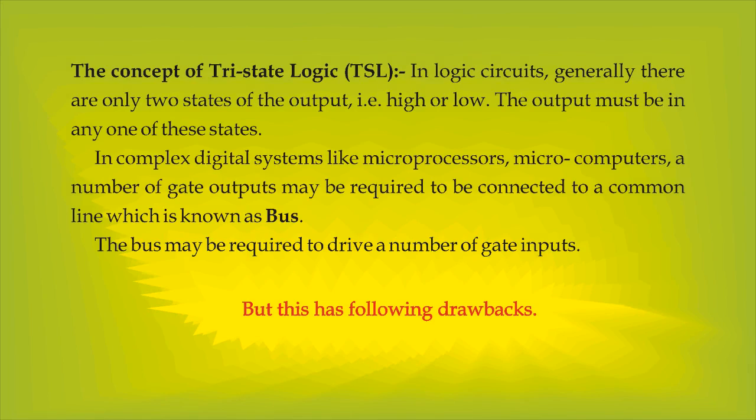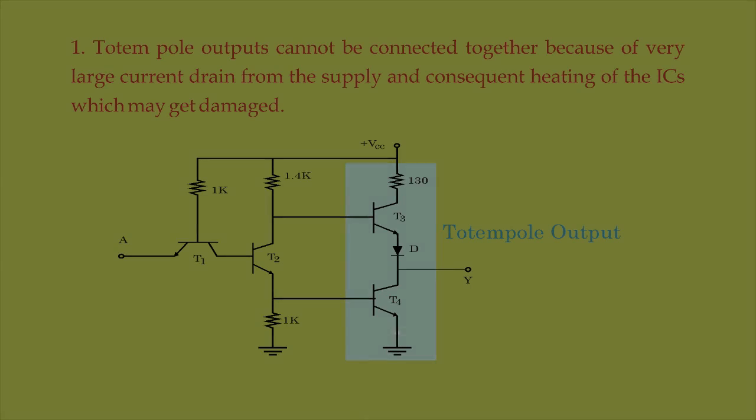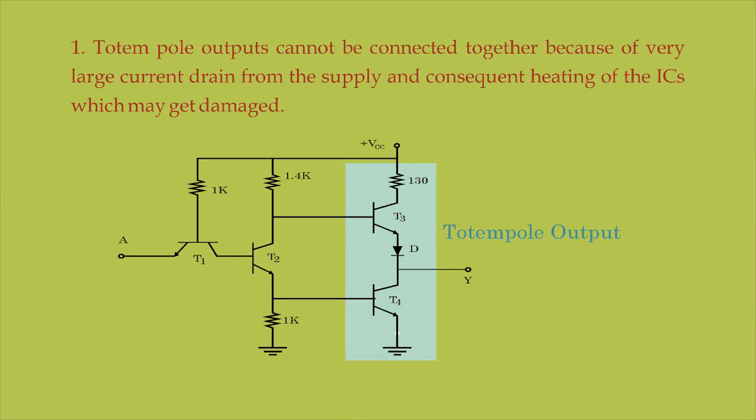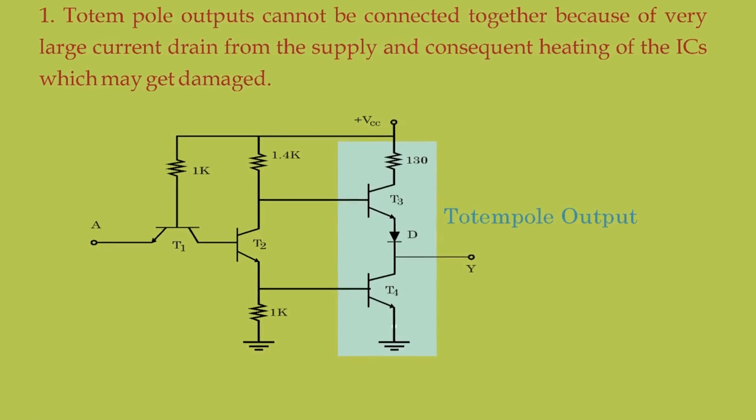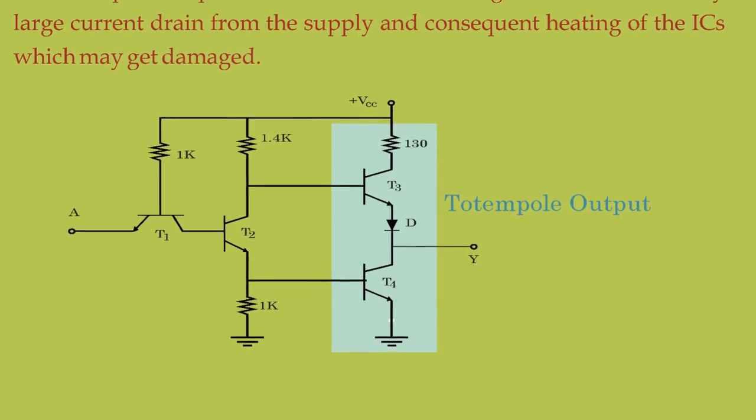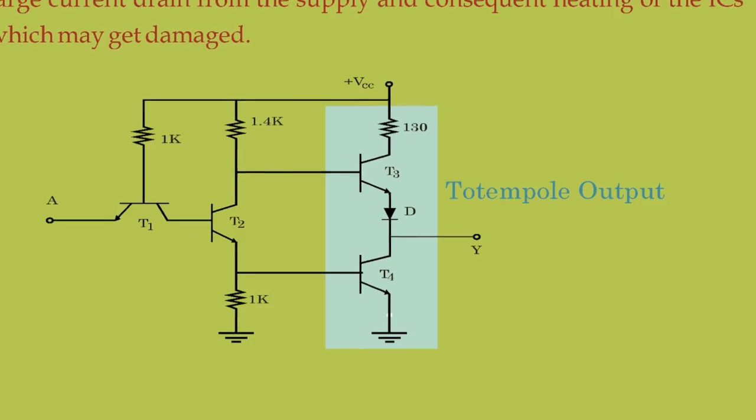From the drawbacks, we have seen the output of TTL gates. We have seen TTL gates like the NOR gate, NOT gate, and NAND gate. In the circuits of TTL gates, you have seen that the outputs of these gates are connected in the totem pole fashion.